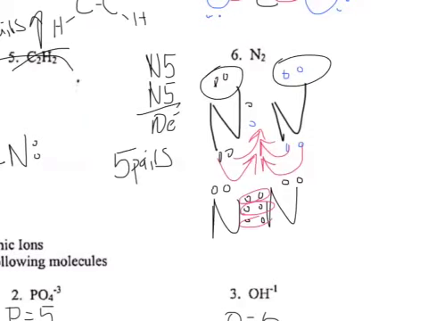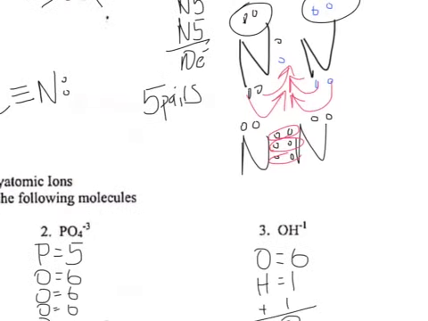Each nitrogen feels like it has 1, 2, 3, 4, 5, 6, 7, 8 electrons surrounding it, giving us therefore a triple bond and a lone pair on each. Okay, so this is what nitrogen gas looks like. It's part of our atmosphere.